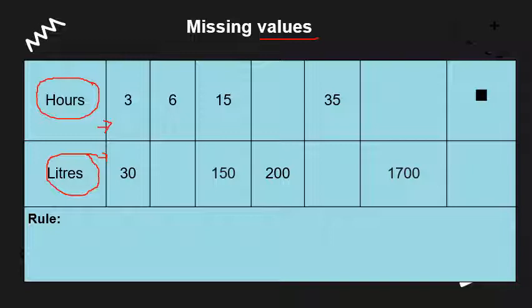Now what I want to do is find the rule or the relationship between these 2 sets of values, hours and liters. So here I've got 3 and 30, and the relationship there, well, I know that 3 times 10 is 30. Now that might not be the rule for the rest of the pattern.